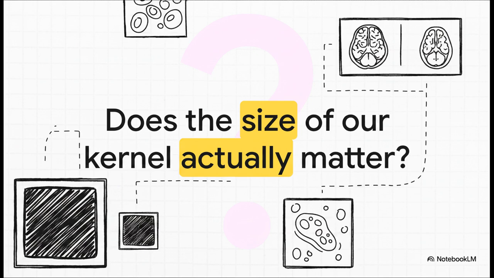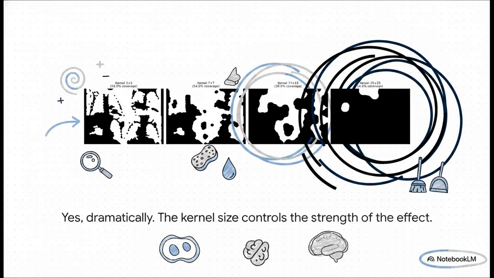We talked about that little sliding window, the kernel. Does the size of that thing, does it really make a difference? Oh yeah, it makes a dramatic difference. Just look at this. This shows the final result of our whole pipeline, but run with 4 different kernel sizes. You've got a tiny 3x3 kernel on the left and a huge 25x25 on the right. You can think of the kernel size as the strength knob on our cleaning machine.